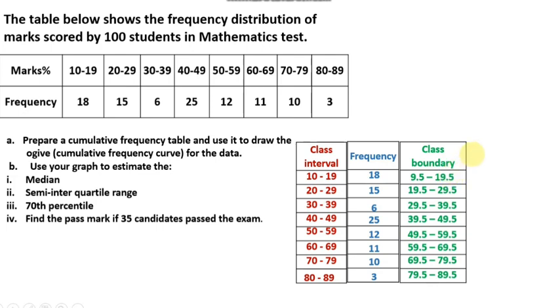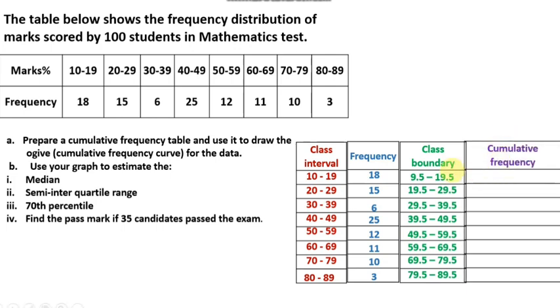The last column is going to be for the cumulative frequency. The cumulative frequency comprises the addition, or the sum, of the previous frequencies. For this class here, there is no previous class before it, so we're going to start out with 18. Then the next one is 18 plus 15, that's 33.